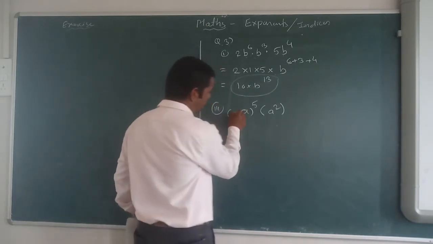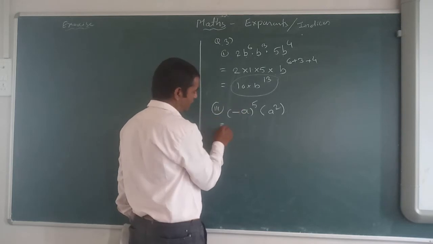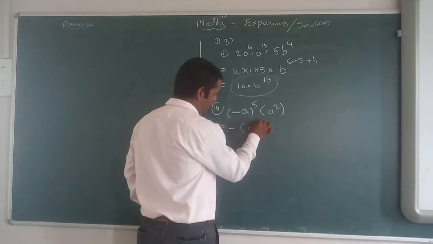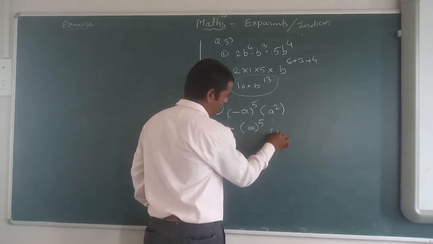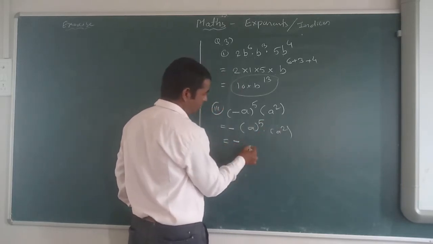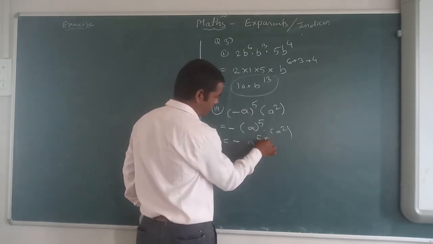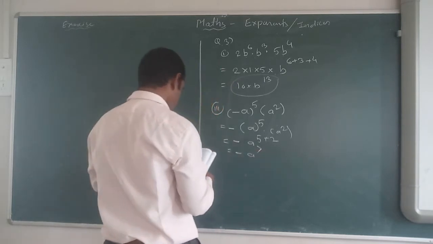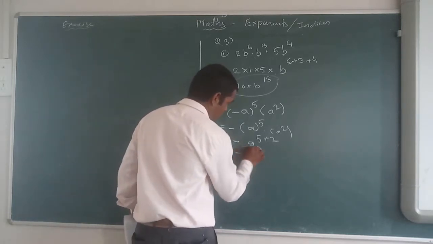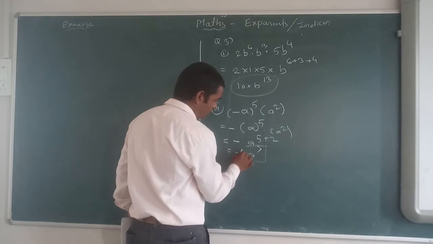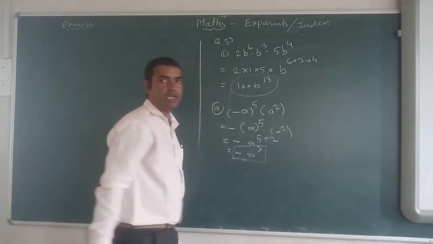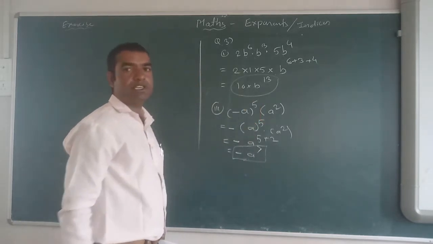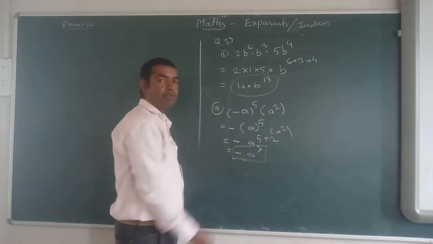So for that we will take this minus sign out of the bracket. Minus, okay, a raised to 5 into a raised to 2 equal to minus a raised to 5 plus 2 equal to minus a raised to 7. So this is your answer. Got it now? Minus a raised to 7, this is your answer. Instead of this odd power, if there is an even power, your answer will come out positive.